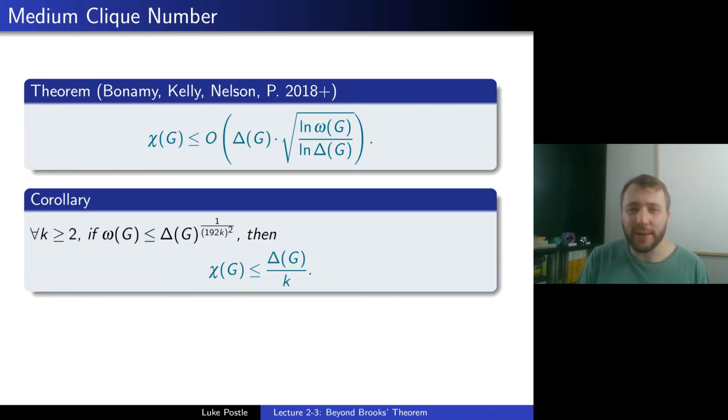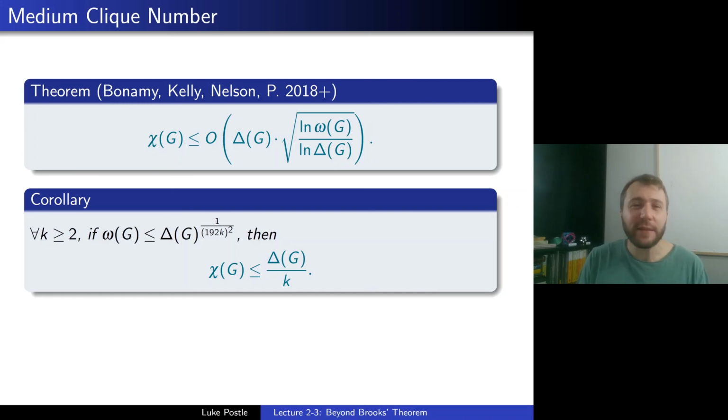But if you work through it, you get the following nice corollary. It answers our question, at least in some spirit. For every k at least 2, if omega is at most delta to the 1 over, and it turns out the number we use would be 192k squared, which is rather large, but basically a root of delta with a 1 over k squared there, then chi would be at most delta over k. So as long as omega is a small enough root of delta, so it could be larger than the log regime, but some root regime, then you can beat Reed's with any constant k.